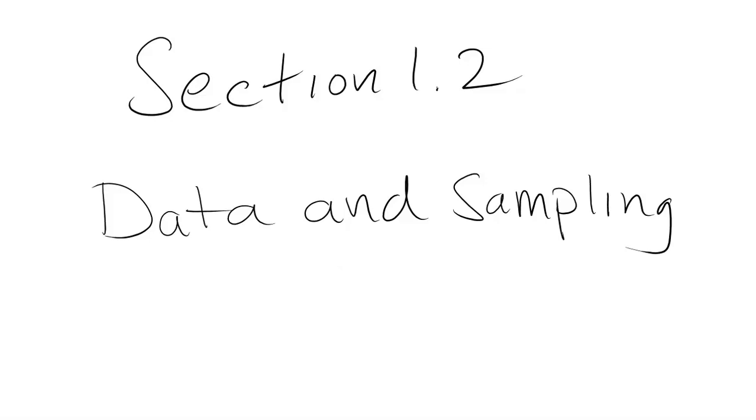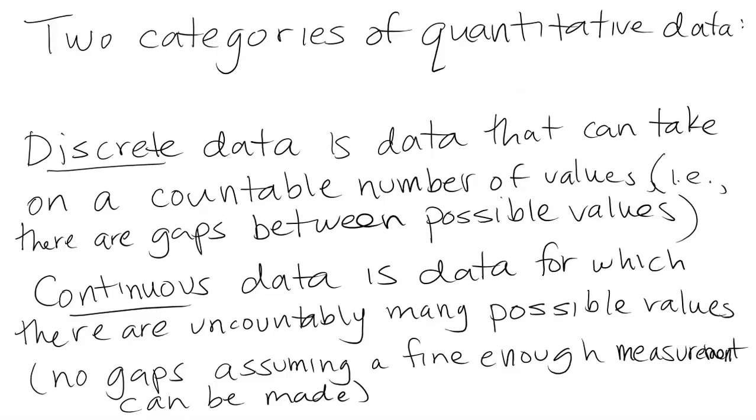So recall that quantitative data is data that's kind of mathematical. With quantitative data, you can find things like averages and differences and make sense of them. They quantify things. And we're going to further subdivide quantitative data into two different categories. The two categories of quantitative data are discrete and continuous.